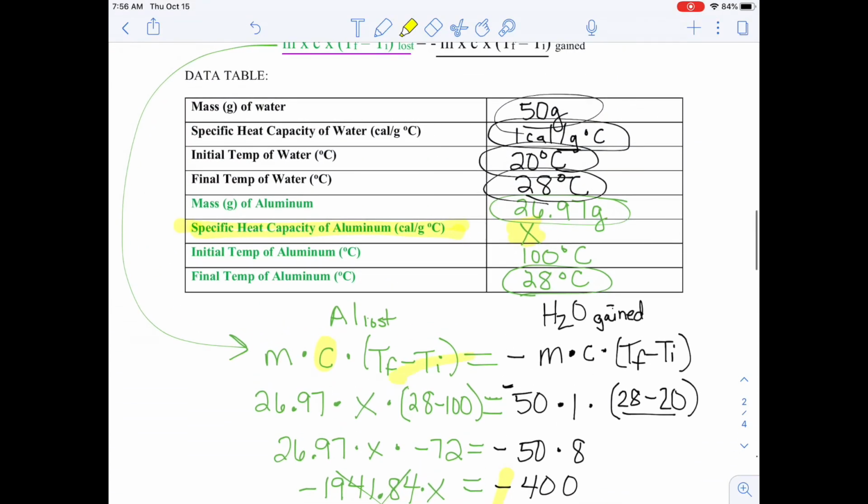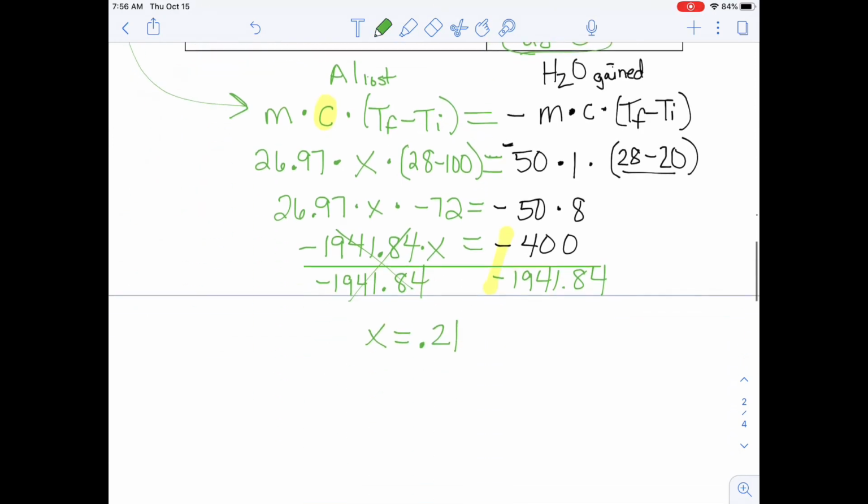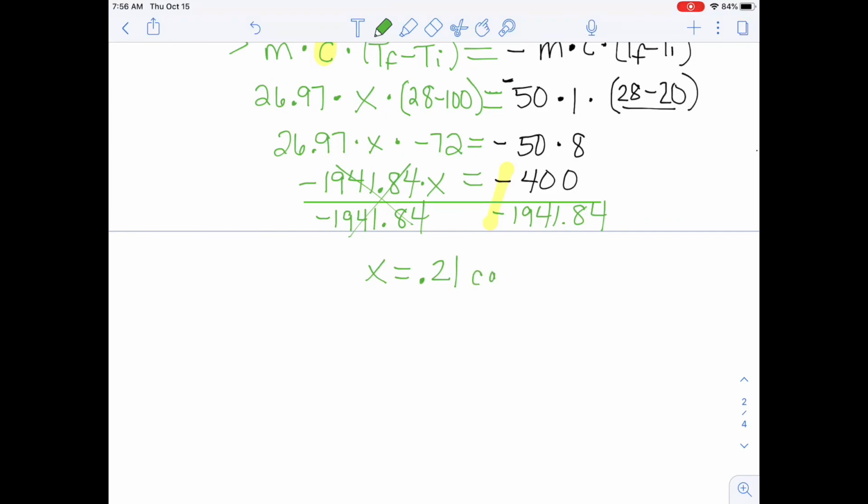So if you remember up here, we were solving for the specific heat capacity of aluminum, which is in calories per gram degree Celsius. And that is how you do advanced calorimetry.